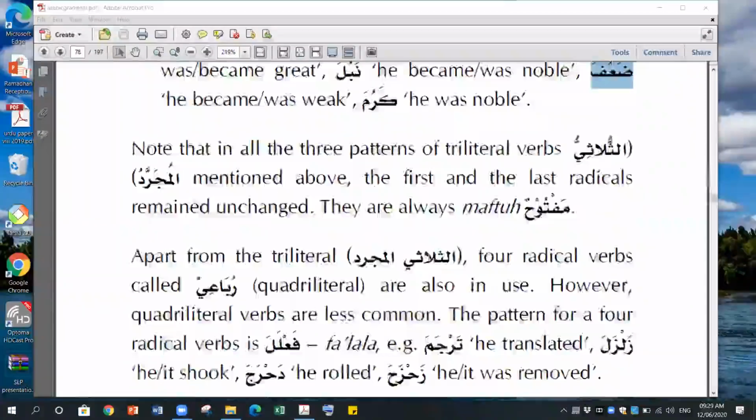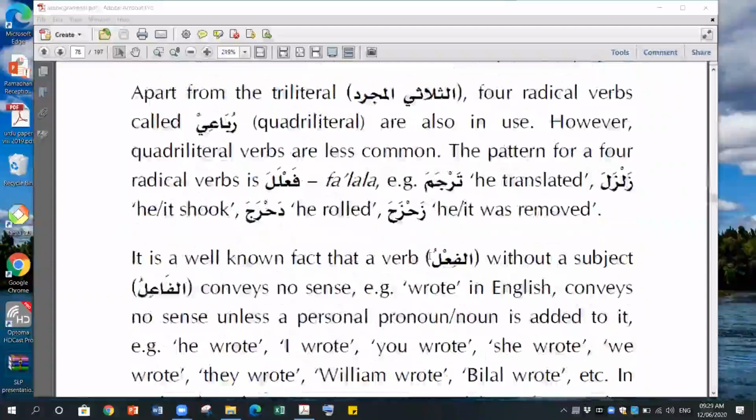With these patterns, do you mean that these are the root words? No, root words are 3 only, fa, ain, lam only. The difference is only for the ain kalima: fatha, kasra, dhamma. The root letters are fa, ain, lam in all 3 cases.